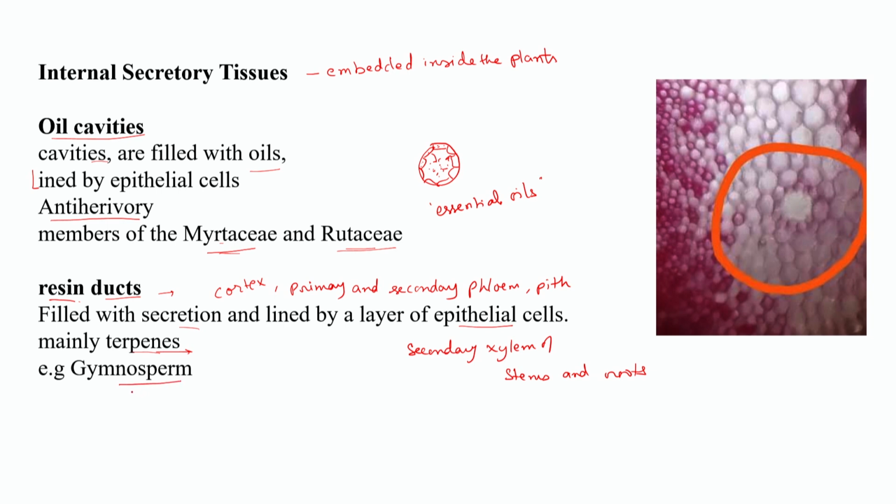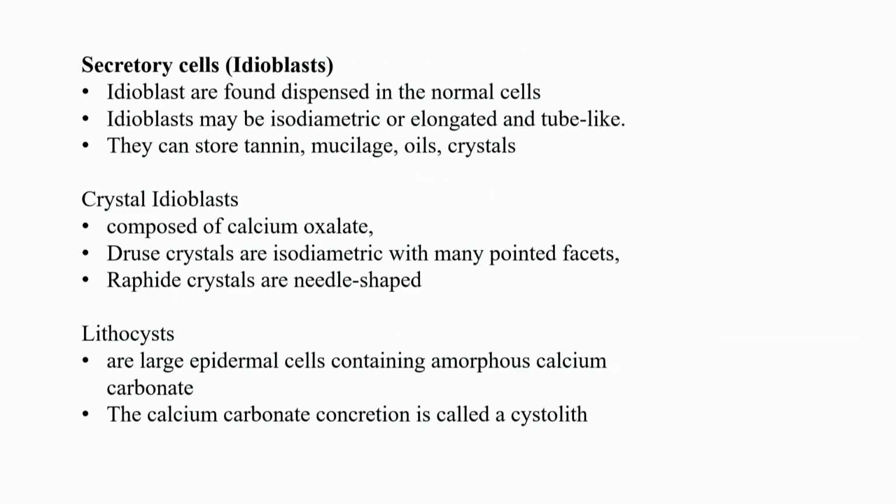In many cases, resins are a very common feature of gymnosperms. However, in angiosperms also they are present. Now, another special type of secretory structure is known as idioblast. Idioblasts are specialized secretory cells, and these cells are found dispersed in the normal cells. Basically, you can say that these idioblasts are cells which are found distributed between normal cells.